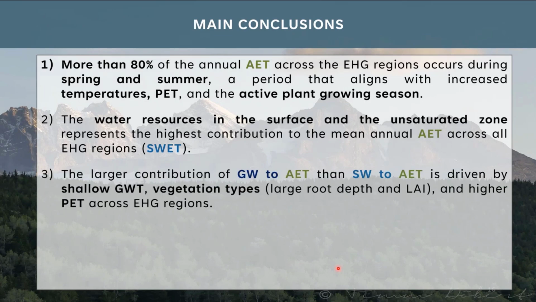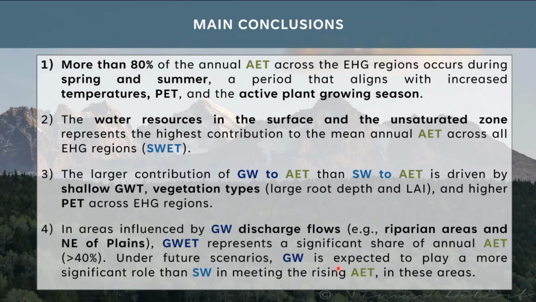The larger contribution of groundwater to actual evapotranspiration than surface water is driven by a shallow groundwater table, vegetation types that have large root depths and leaf area index connected with the saturated zone, and also higher potential evapotranspiration across the ecohydrological regions. In areas influenced by groundwater discharge flows, like the riparian areas and the northeast of the plains, groundwater evapotranspiration represents a significant share of the annual actual evapotranspiration, more than 40%. And under climate change scenarios, groundwater is expected to play a more significant role than surface water in supplying the actual evapotranspiration in these specific areas, because we have a constant flow that keeps the water levels.